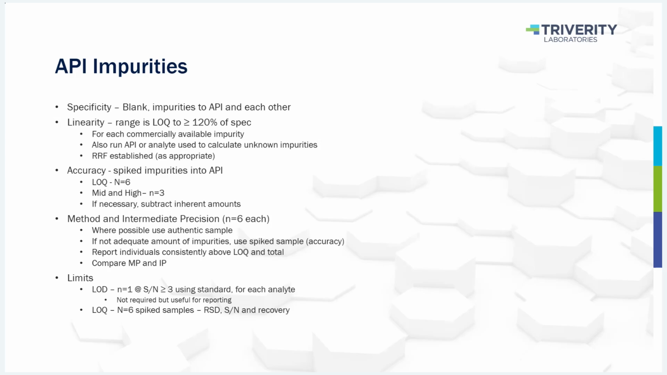And then we need to do the limits. It is not required for you to do an LOD, but LOD is very useful for reporting. If you're reporting less than LOQ as the range between your LOD and your LOQ, and non-detect as below your LOD, you need to establish that LOD, but there's no requirement to establish it. But if that's how you want to report, you need to have that LOD established. And again, that's signal to noise greater than 3, using a standard, for each analyte. Again, you can spike that into your sample, but if you have inherent amounts of the impurities, you're just going to have to do a standard at the LOD.